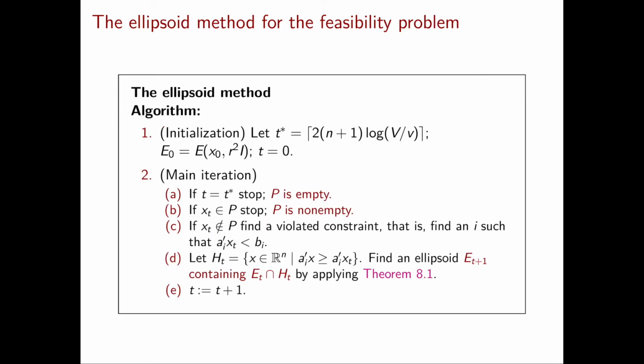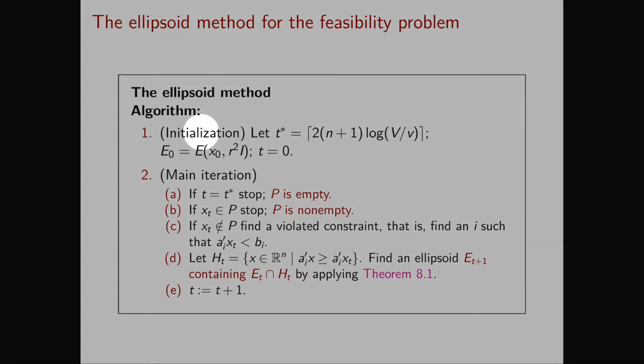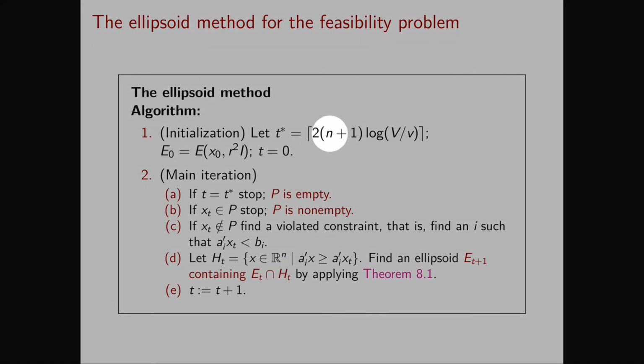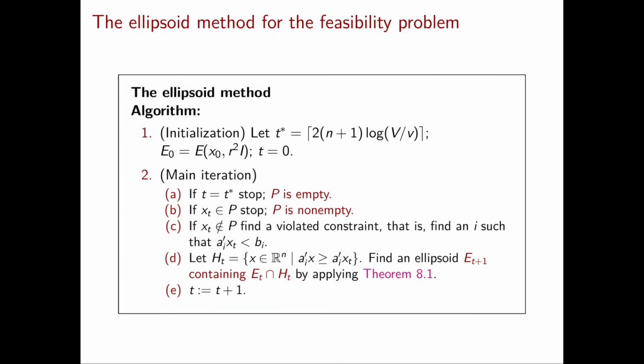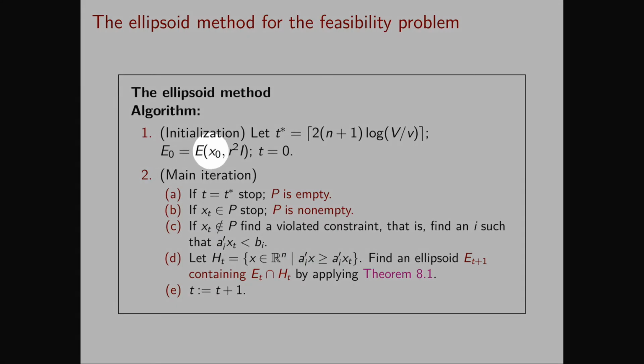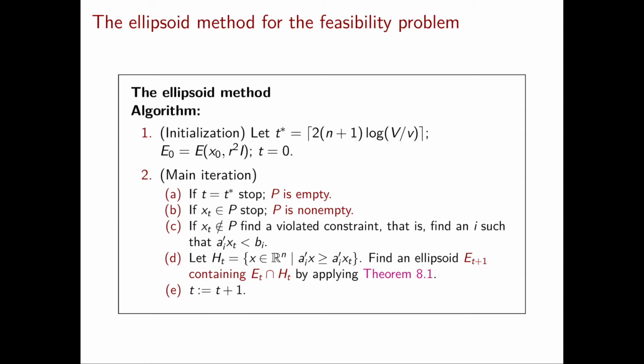Now let's see the algorithm. In the initialization step, we let t* be the ceiling of 2(n+1) log(V/v). The number t* essentially will be the number of iterations that the ellipsoid method requires. Then we set E0 to be equal to the ball that contains P, and we set t equal to 0. In the algorithm, t will be the iteration counter.